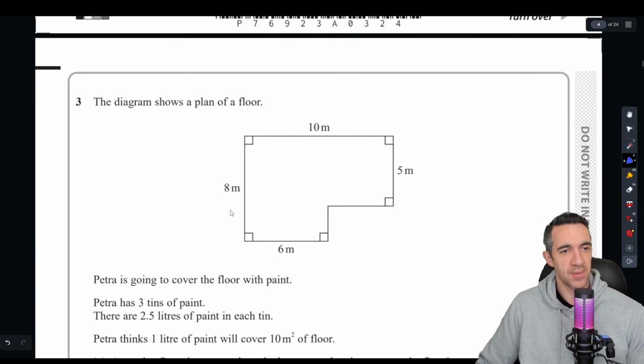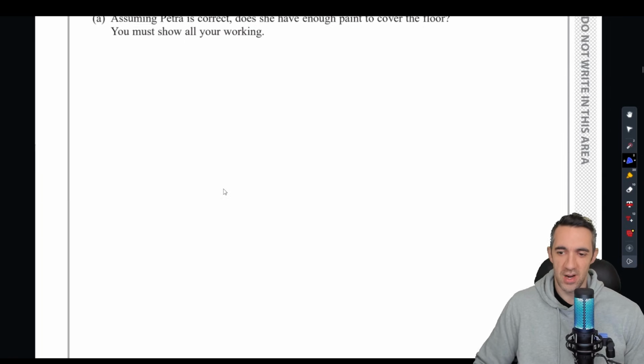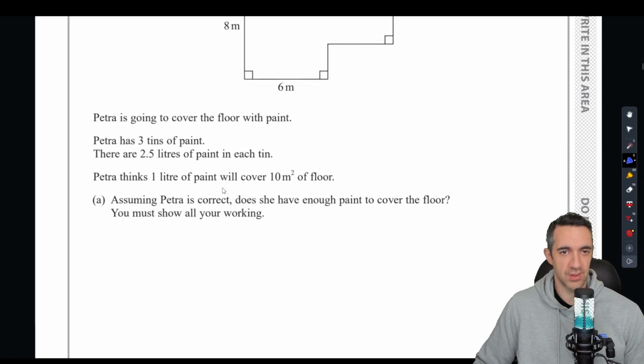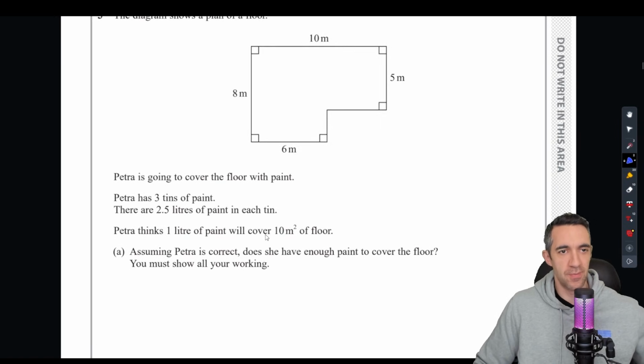Right, let's see. Question 3. Oh, this looks like it might be a good one. Right, I think I can pick up some marks here. So it's 4 marks. So I'll give myself a little bit more room.